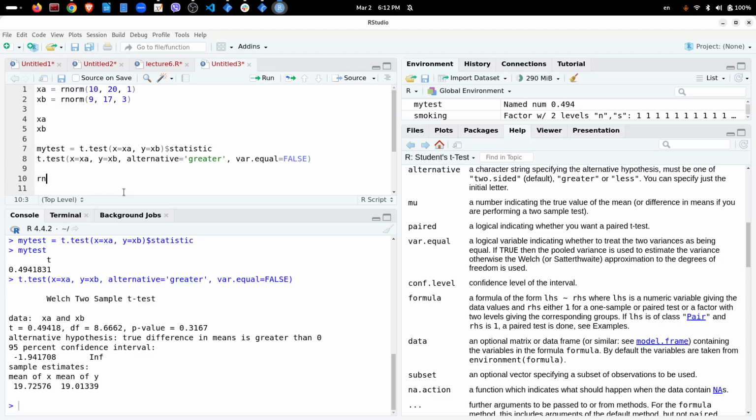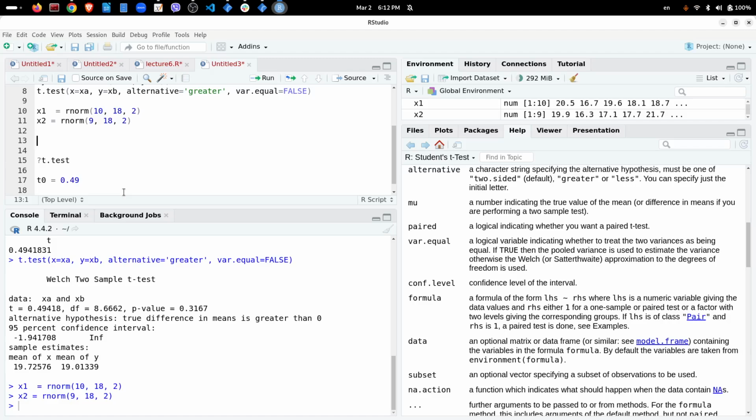So for example, if x1 is rnorm 10, I will put 18 and I will put a variance, I don't know, 1.5 here or 2, and x2 is, not totally correct what I'm doing, but I'm going to demonstrate, 9 values, 18 and 2. Now these distributions are the same.